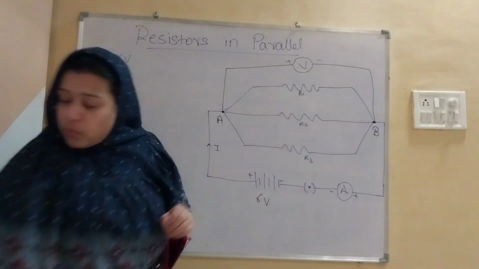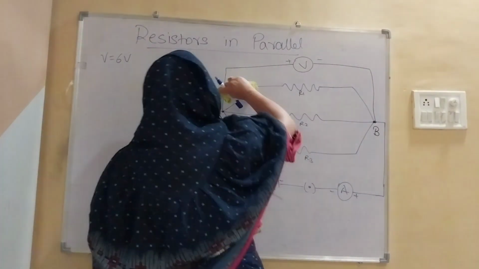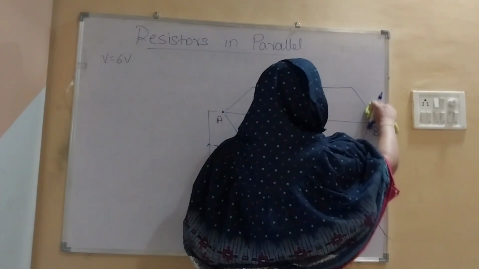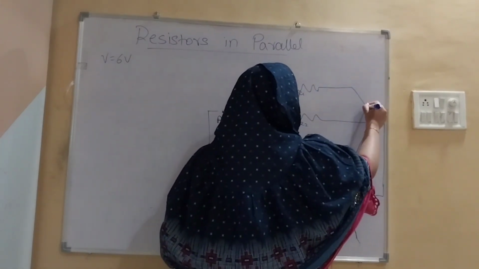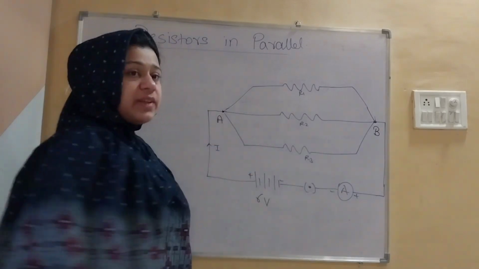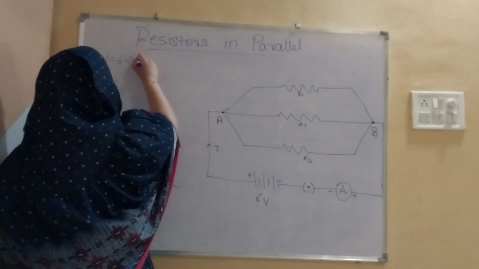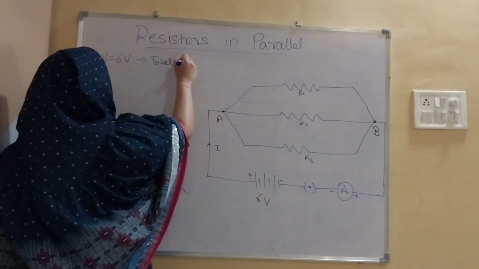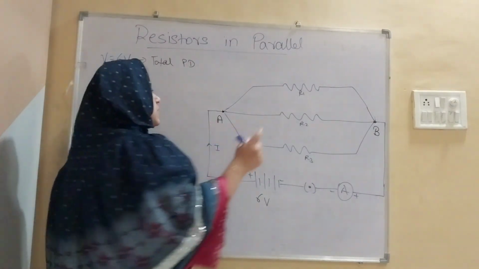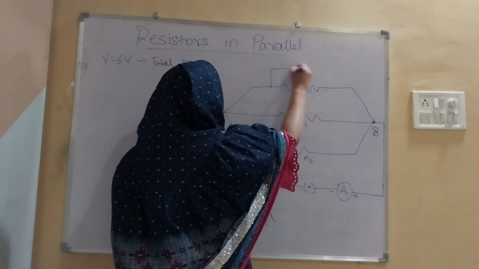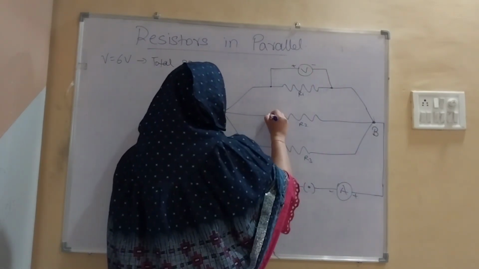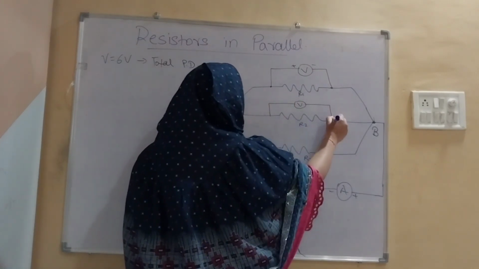Now we remove the voltmeter from this combination. When we apply the voltmeter to the entire parallel combination and get the voltage, this is the total potential difference. Now we are going to find the individual potential differences, so we individually attach the voltmeter to each of the resistors.